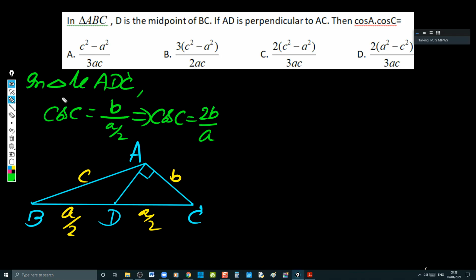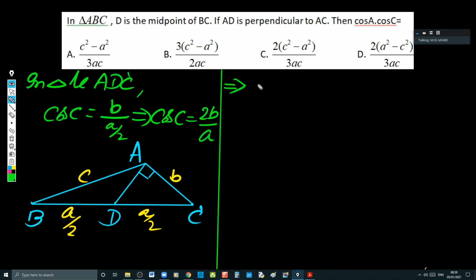Now, what we need is cos A into cos C. Let me have a relation between A, B, C, because in the options, if you observe, there is no B present. So let us have a relation between A, B, C such that B can be eliminated. I need a relation for B, A, and C. So what I'm doing, I'm just applying the cos C formula directly.